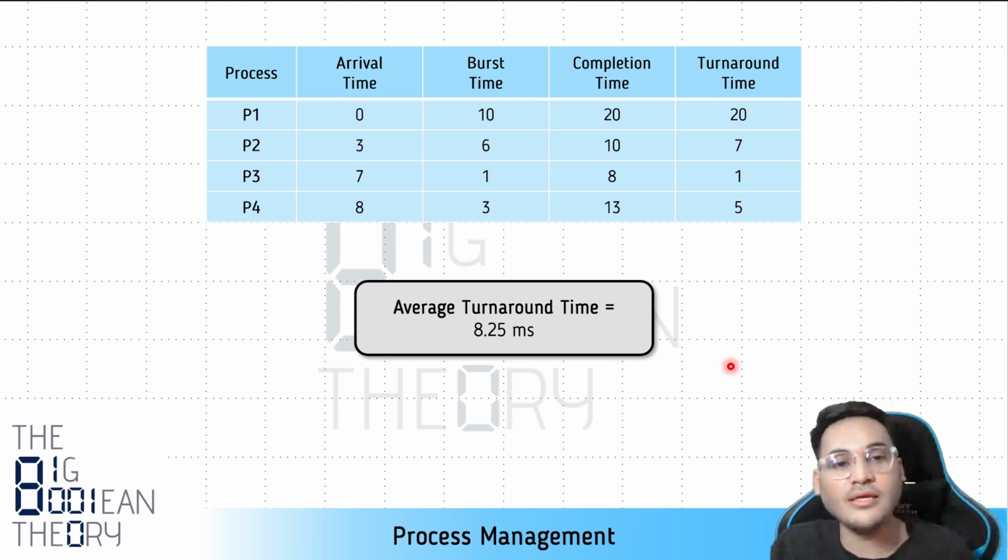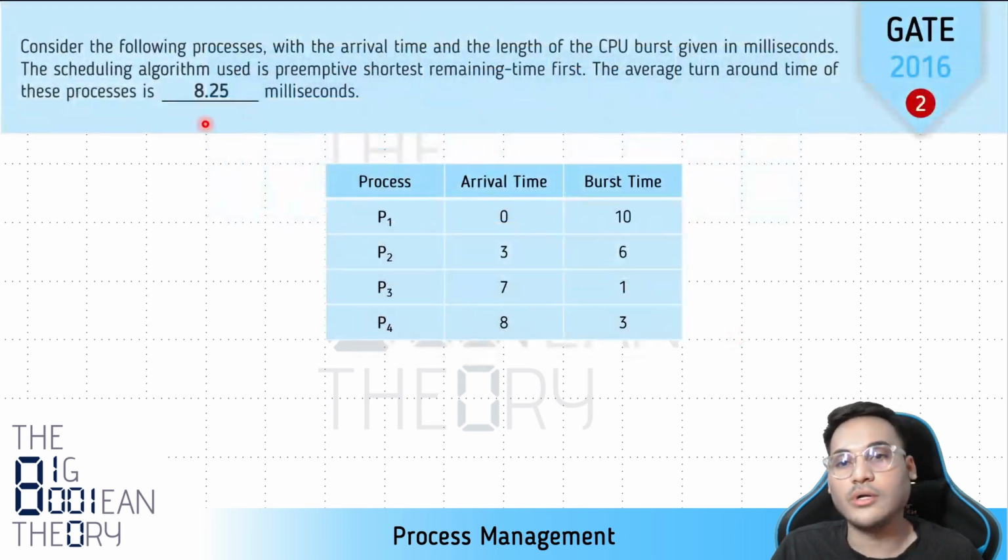So what does this signify? This signifies that in this example, all the processes spend an average of 8.25 milliseconds in the system, with the minimum amount being spent by process P3 and the maximum being spent by process P1, that is 20 milliseconds. But on an average, the turnaround time, the time that is spent by each process in the system, is 8.25 milliseconds. So that is the answer to this question, right? The average turnaround time of these processes is 8.25 milliseconds. So this was an application of the shortest remaining time first algorithm, right?